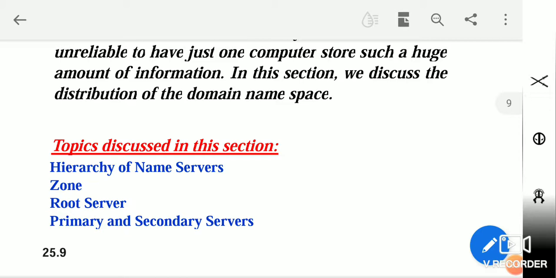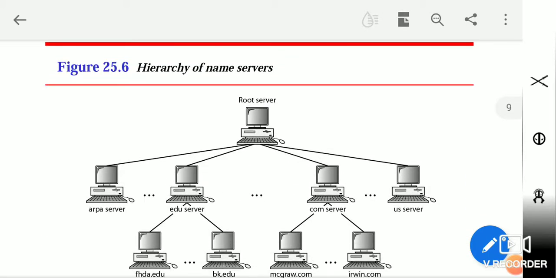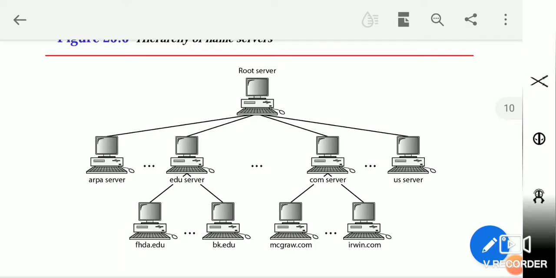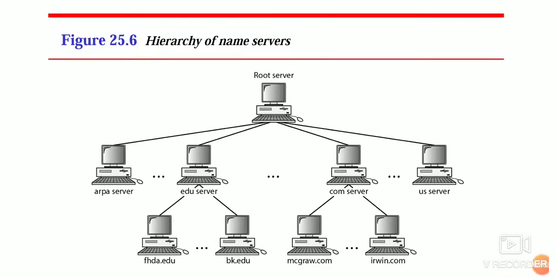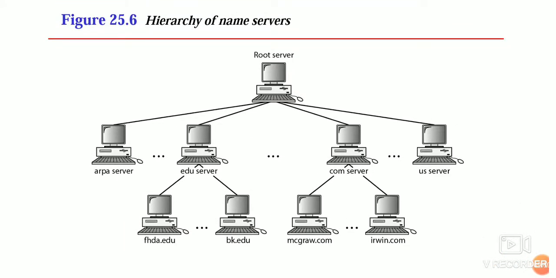So how it is done, then what is the zone, and what is root, and what is primary and secondary server. This is what we are going to discuss. Now here you can see this is the hierarchy of name servers. In this diagram, what we are going to see is how DNS server is actually distributed. Any request made from the user which is not serviceable, or the request is not present in the browser cache, then definitely that fresh DNS request will go to the root server.